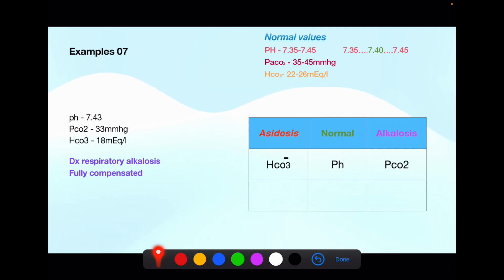You have to find out of bicarbonate and PCO2 which one belongs to the alkalosis side. It means carbon dioxide, PCO2, belongs to the alkalosis side. Since pH is also on the alkalosis side normal pH, same as your carbon dioxide on the alkalosis side, you can say this is a respiratory origin alkalosis, right? Is this fully compensated, partially compensated or uncompensated? This is fully compensated because your pH is in the normal range. That's how you can solve those ABG interpretations.